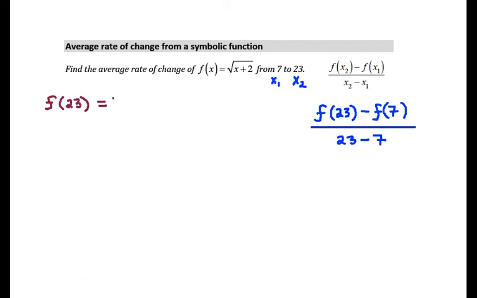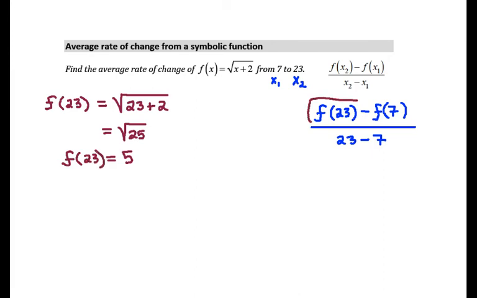Well, to evaluate f of 23, I would just plug it in for x. Plug 23 in for x. So that gives me square root of 23 plus 2. We can see what's happening here. Square root of 25. It looks like f of 23 is equal to 5. So that when I'm ready, I can replace the whole f of 23 with a 5.